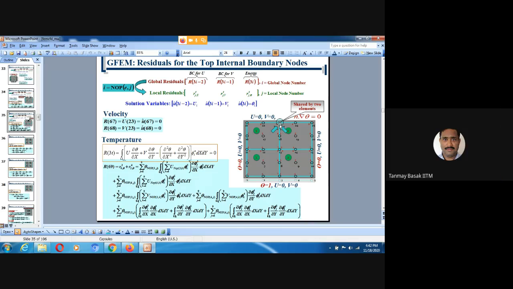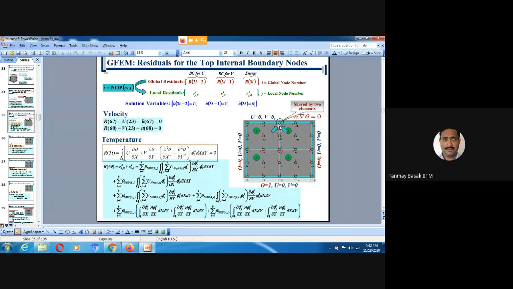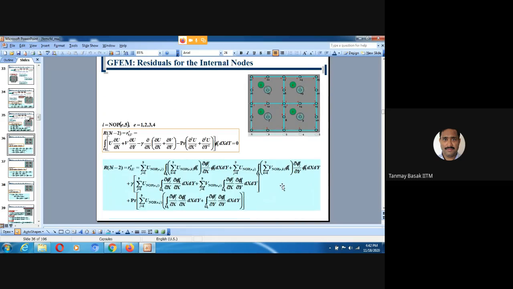This is also a Neumann condition, but it is shared by two elements, as we have done in the first part of our lecture. It has to be contributed by the third and fourth elements. This is the basis function 1, 2, 3, 4, 5, 7, 8, 9: the ninth local basis function of the third element, and the third local basis function of the fourth element. So with that, we can obtain the overall contribution.